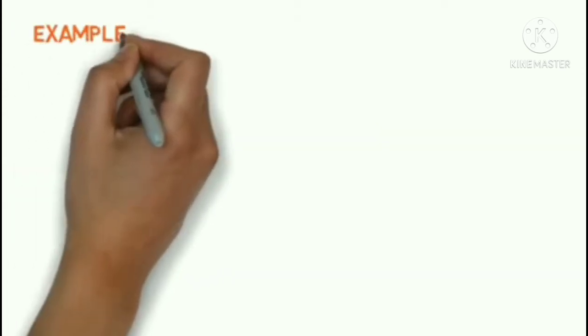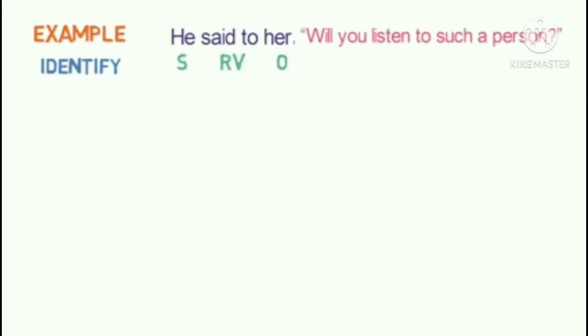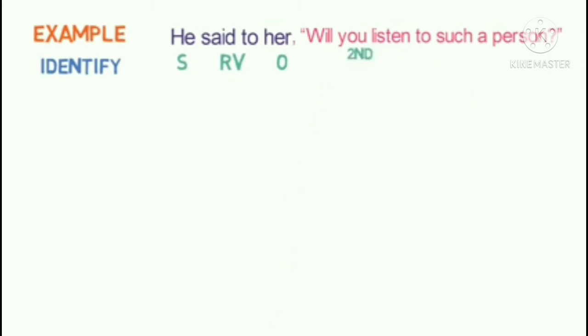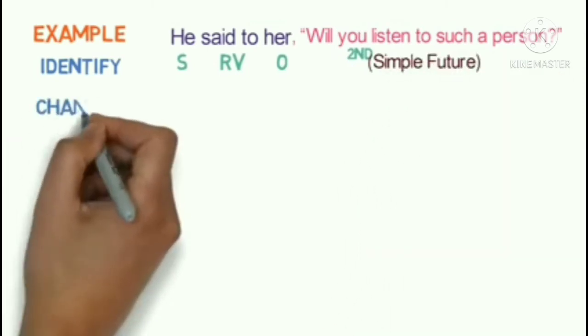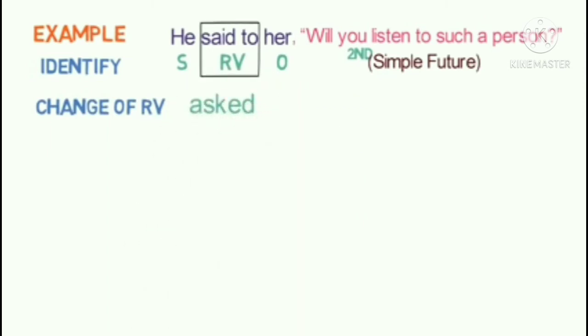Another example: he said to her, "Will you listen to such a person?" First step is to identify, where he is the subject, her is the object, said to is the reporting verb, and as said to is in the past form, so we need to check the tense in the reporting speech, and that is in simple future tense. Step 2 is the change of reporting verb, where said to is converted to asked.